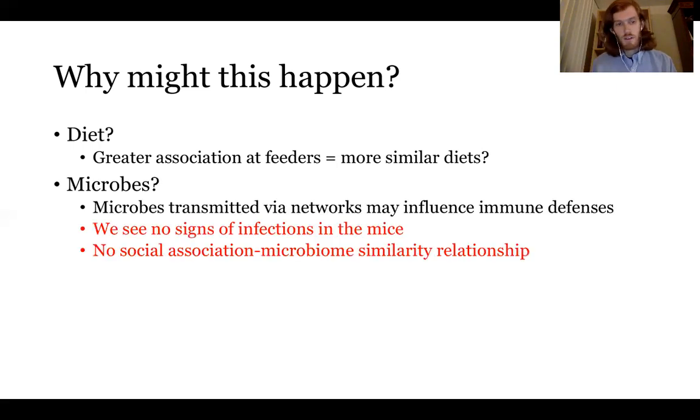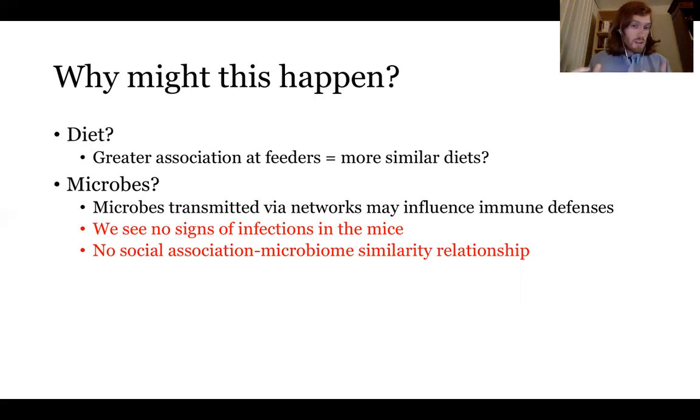Another possibility, of course, is microbes, right? I talked about it at the beginning, like microbes transmitted via networks influence immune defenses. The thing is that we don't see any signs of infections in the mice, and we do check for a wide panel of them. And intriguingly, there's no association between co-association and microbiome similarity, which is not something that's been found in the literature. And that's an intriguing phenomenon that we find here.